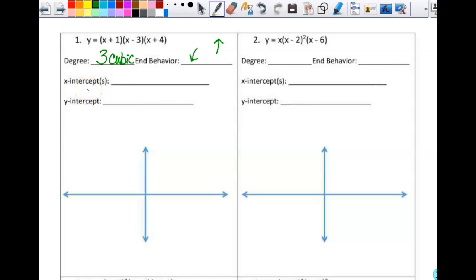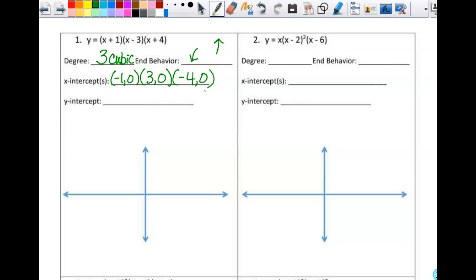All right, then my x-intercepts, and it says intercepts, so they need to be ordered pairs. If it said zeros, I could have a list. But that should be super easy once it's factored. This one gives me (-1, 0), then (3, 0), then (-4, 0). None of my factors have an exponent greater than 1, so I don't have any bounces or wiggles on this one.